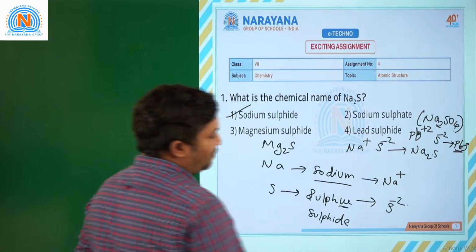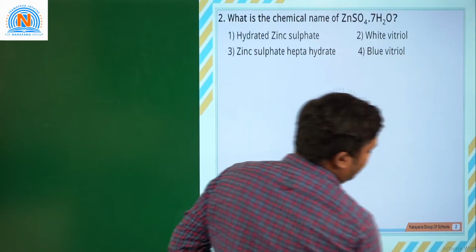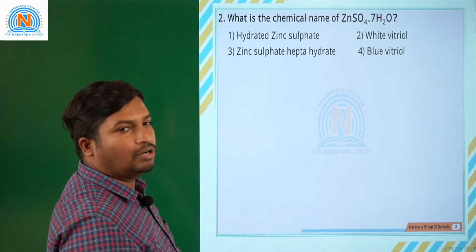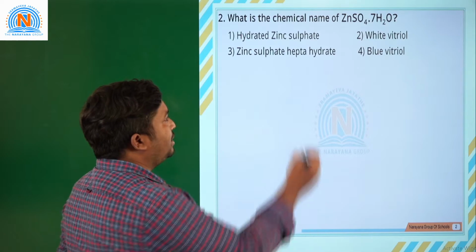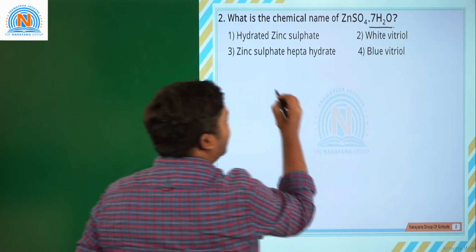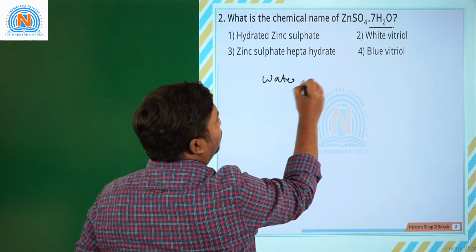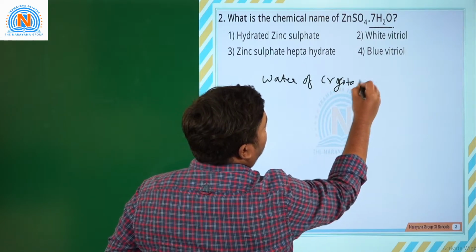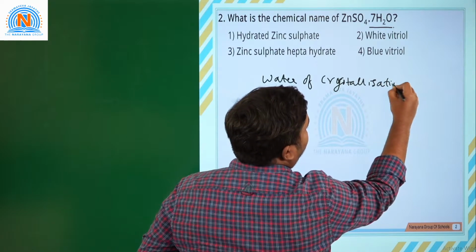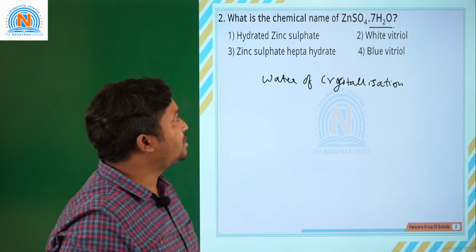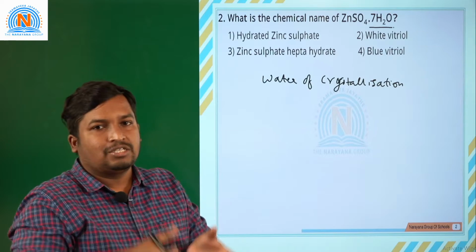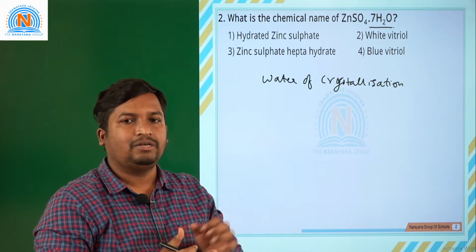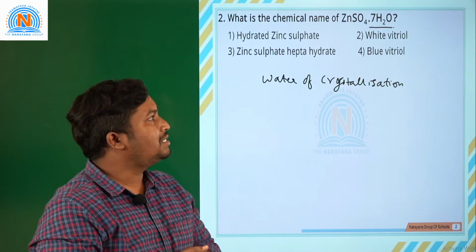Okay. Let us see the next question. What is the chemical name of ZnSO4.7H2O? Here 7H2O is nothing but water of crystallization. Water of crystallization means this zinc sulphate salt stores water molecules in its crystal lattice. So this zinc sulphate has the ability to store around 7 water molecules in its crystal lattice.